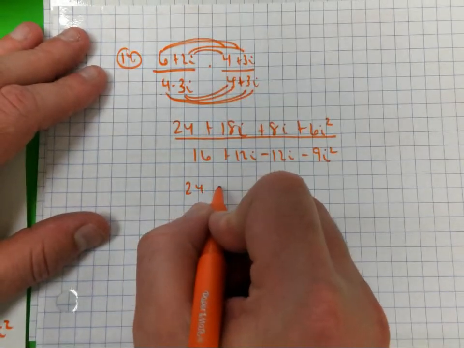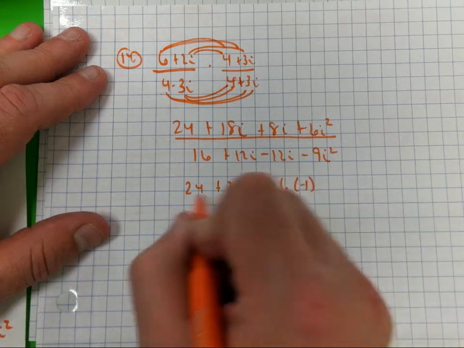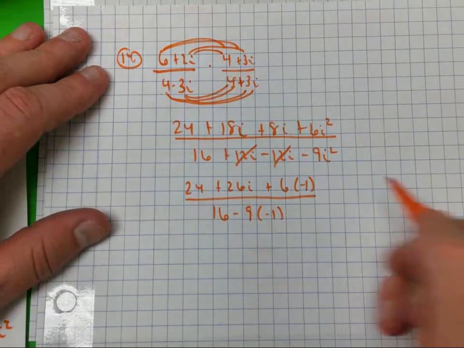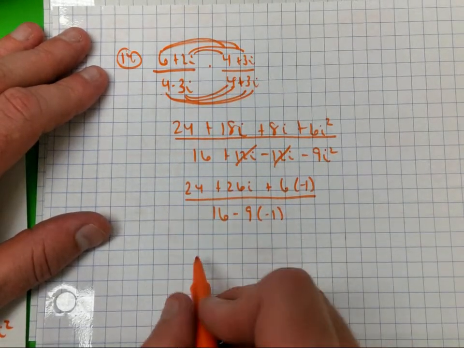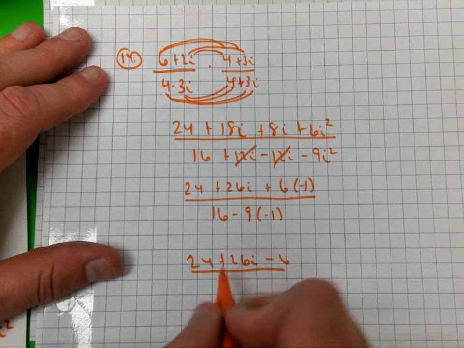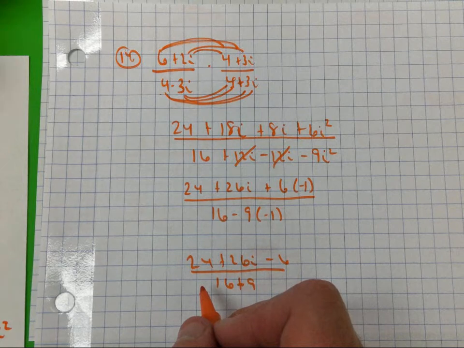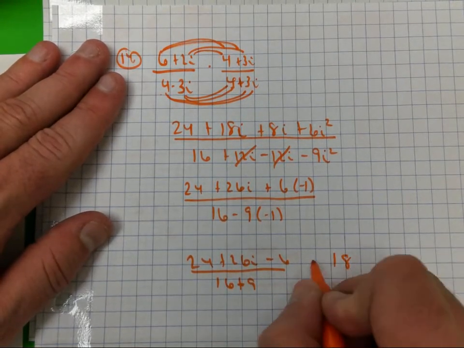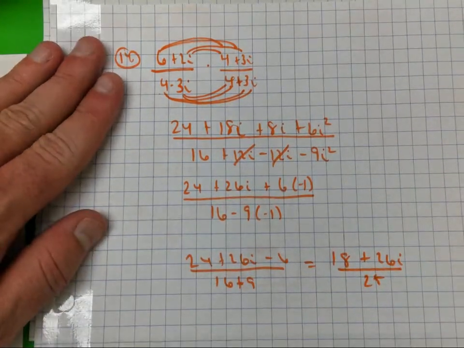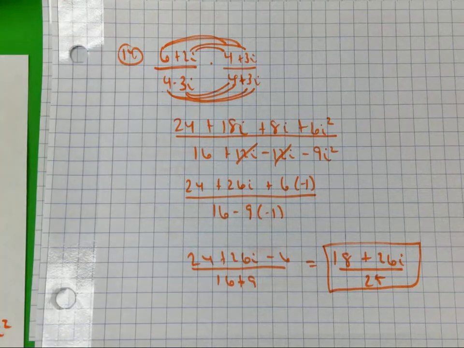Combine like terms, I have 24 plus 26i plus 6. I'm going to substitute negative 1 in there. These cancel out. I'm left with 16 minus 9 times negative 1 because of that i squared. So you're left with 24 plus 26i minus 6 over 16 plus 9. 24 minus 6 is 18, so that gives me 18 plus 26i over 25. That's my answer.